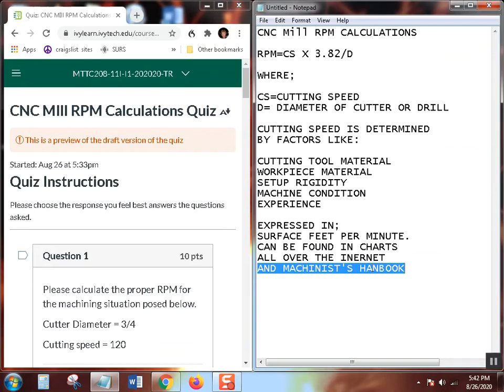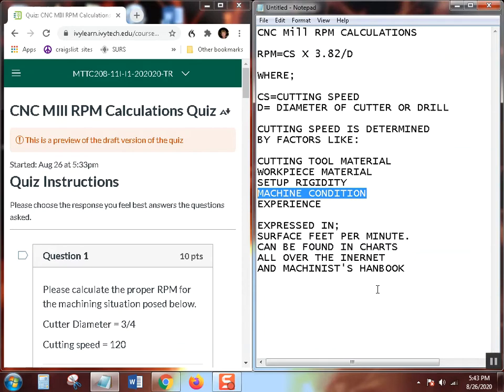Well, what they're doing is they have no idea what your setup rigidity is. They have no idea what your machine condition is. So they have to give it to you in a range. They're never going to say cut it exactly like this. Beware of charts that say this is the exact cutting speed you should use, because chances are it ain't right.